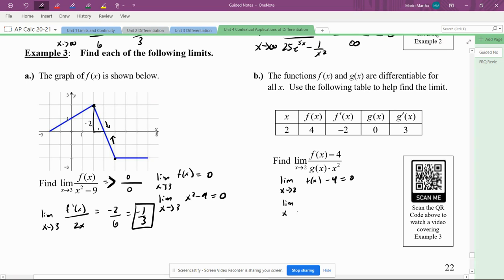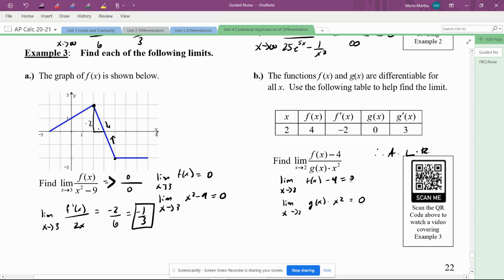Then the limit as x approaches 2 of g of x times x squared is going to be just 0 times 2 squared, which is still 0. Again, it's been established. So we're going to say, therefore, we can apply L'Hopital's rule. Just make sure you write it out.